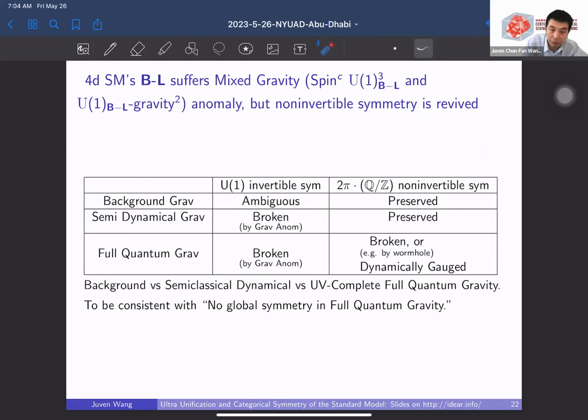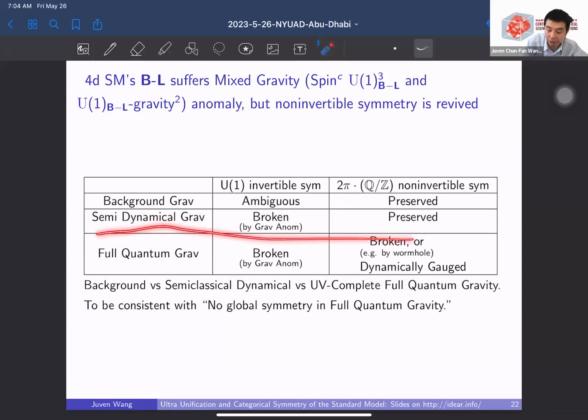And the gravity we need to consider is not quite the background gravity, because that would just say the theory has some anomaly, a gravitational-type anomaly. But we should consider some semi-classical gravity, not the full quantum gravity, because all global symmetries are either broken or gauged. So there's some intermediate range that we consider as semi-classical gravity.